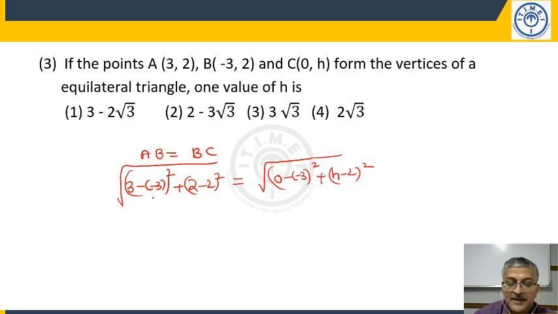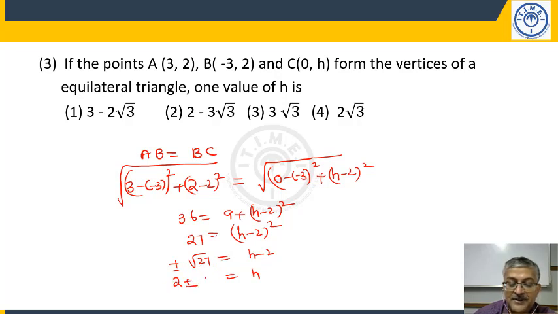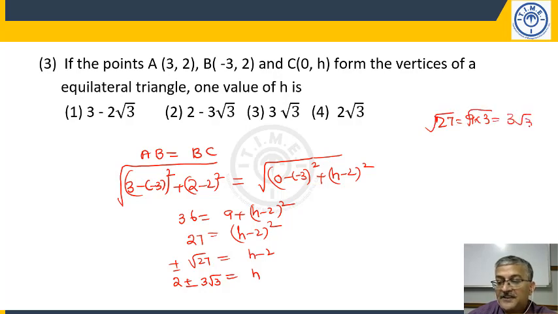So squaring on both sides, 6 square, that is 36, is equal to 9 plus (h minus 2) whole square. So 36 minus 9 is 27, which is (h minus 2) whole square. So h minus 2 is equal to plus or minus root 27. So what is the h value? We take the minus 2 to that side. The h value is 2 plus or minus root 27, which can be written as 3 root 3, because 27 is equal to 9 into 3. So root 27 is equal to root 9 into 3, that is 3 root 3.